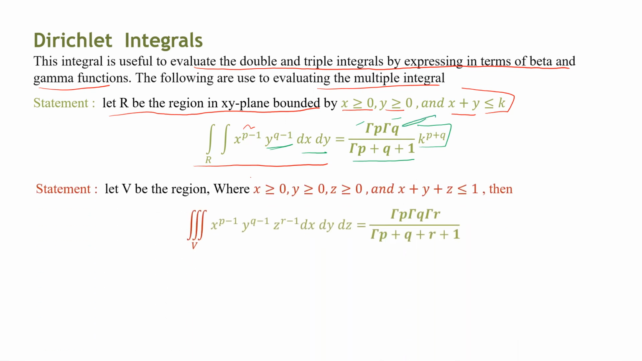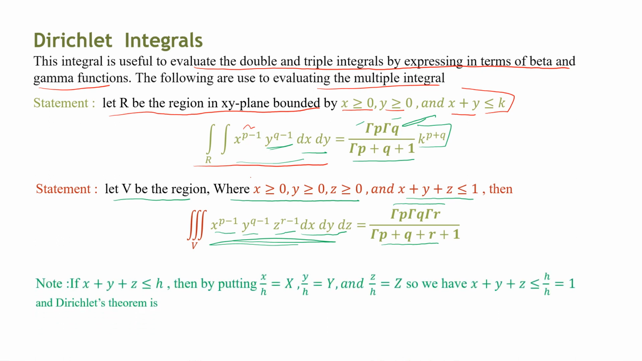Similarly, statement 2: suppose we have a region in xyz space, or we can say 3D space, where x, y, z are all greater than or equal to 0 and x plus y plus z is less than or equal to 1. Then the triple integral of x raised to power p minus 1, y raised to power q minus 1, z raised to power r minus 1 dx dy dz is equal to gamma p gamma q gamma r divided by gamma p plus q plus r plus 1. In that way we can evaluate such types of integration, and that is called the Dirichlet integral.